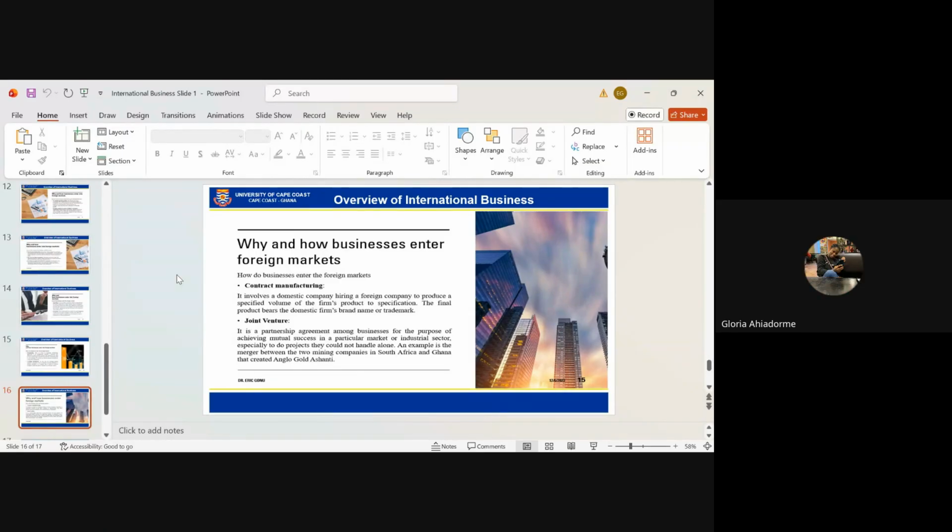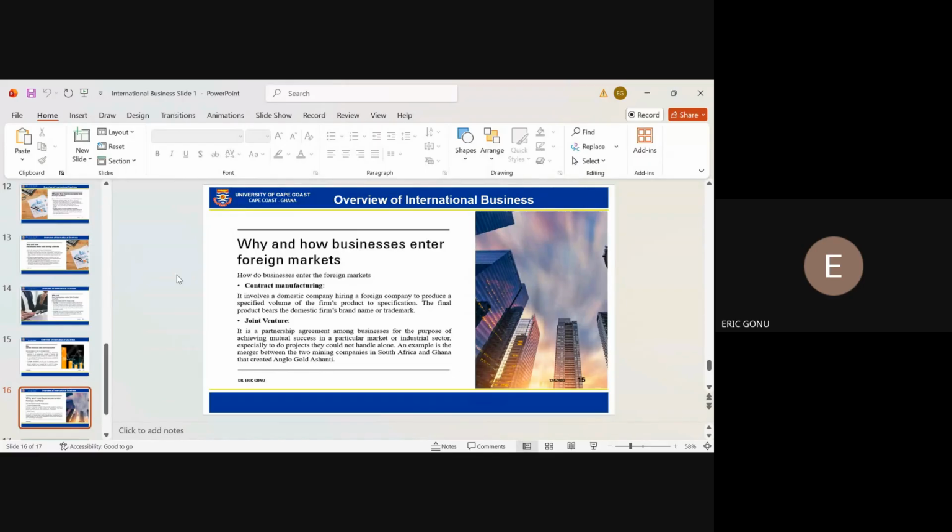Then we also look at, you can also go into another foreign market through contract manufacturing. It involves a domestic company hiring a foreign company to produce a specified volume of the firm's product to specification. The final product bears the domestic firm's brand name or trademark. So if you look at Toyota Ghana, they are assembling cars in Ghana here.